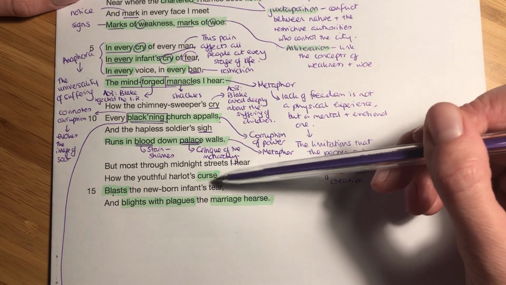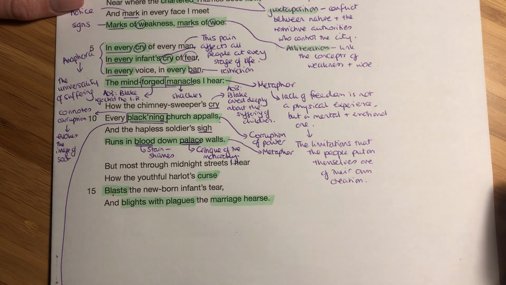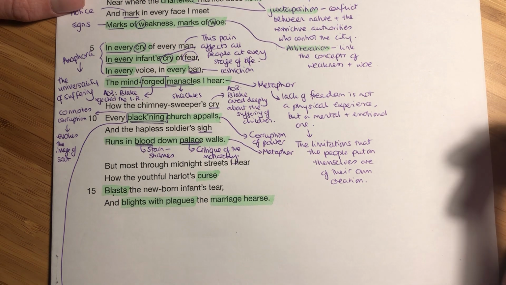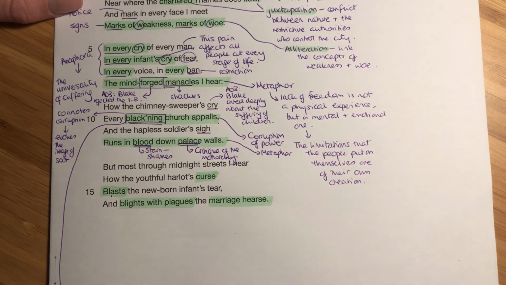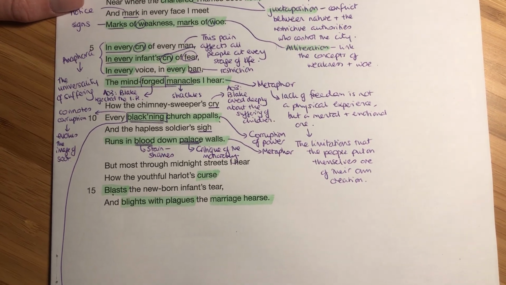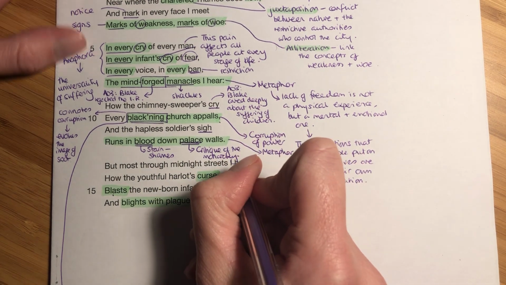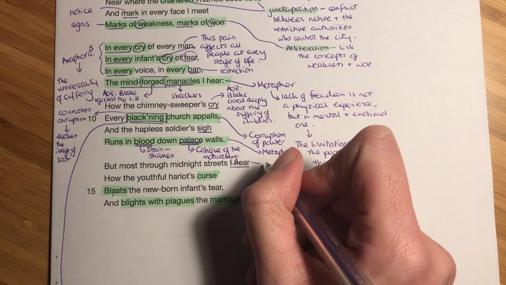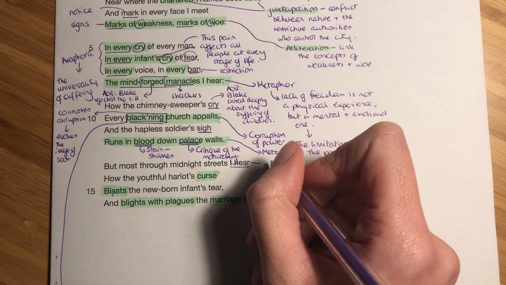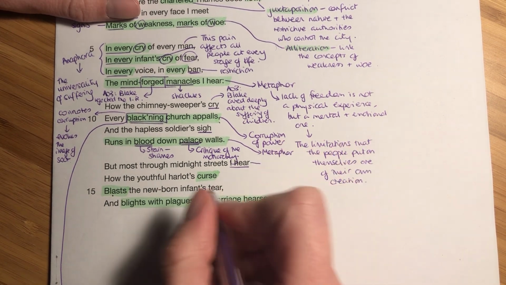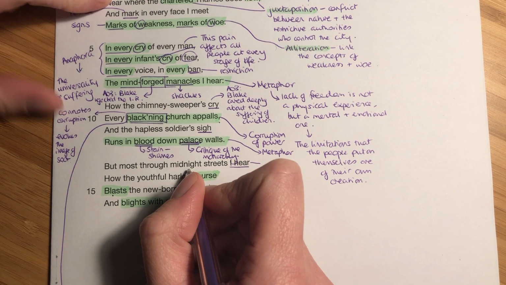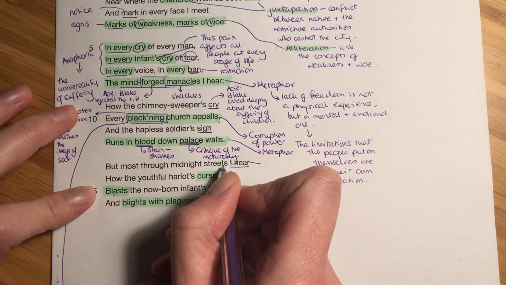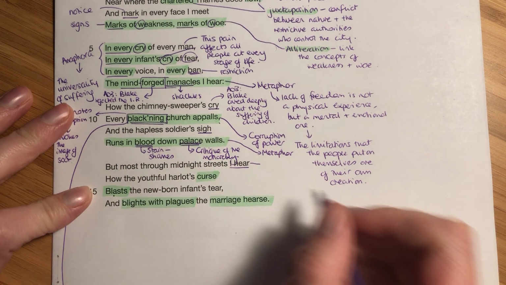And now we're going to come to, in the final stanza, in the final quatrain, the greatest source of Blake's despair. But most through midnight streets I hear. So again, it's this aural experience, this sound journey through London that he's experiencing. And we get the impression that he's walked endlessly through the city. We've now arrived at the midnight streets, and this is something that stands out to him the most.